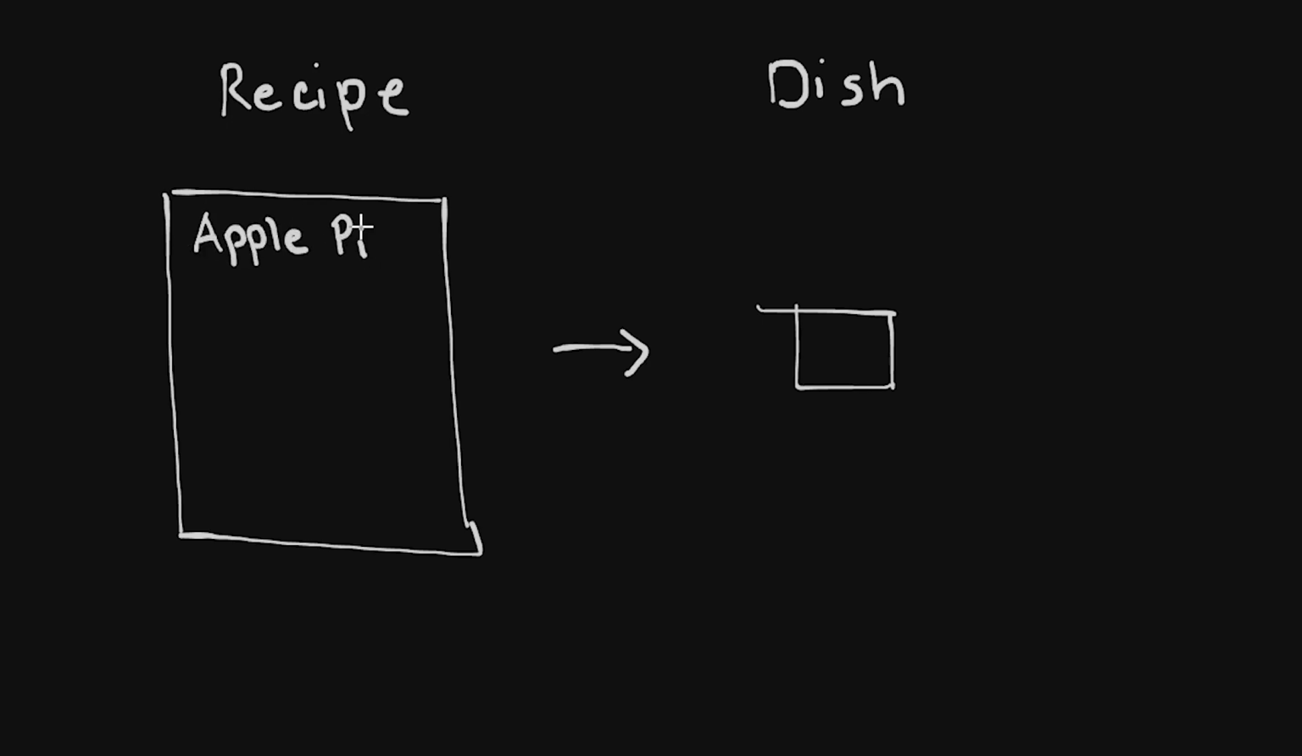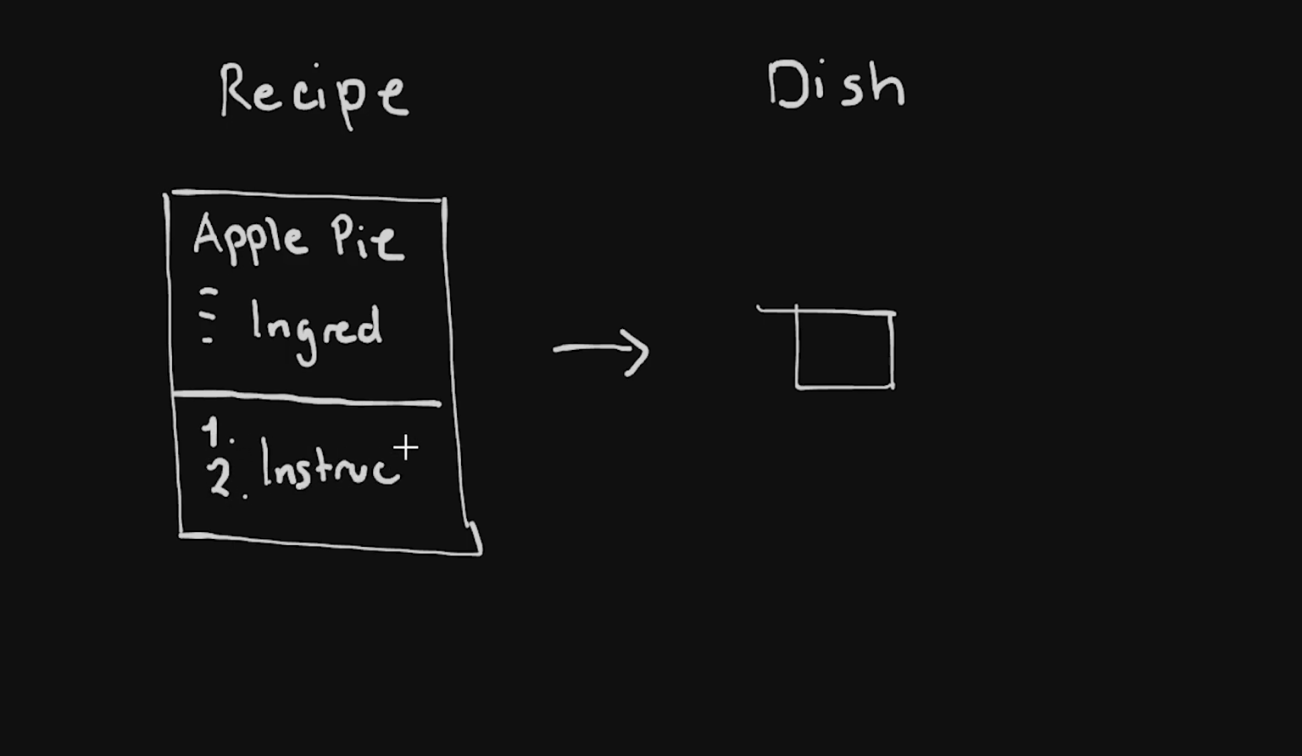And what is a successful recipe? Well, every recipe would have two parts. The first part would be a list of ingredients. So for our apple pie, we would say we want flour, apple, or any other ingredients. And the second part would be a list of instructions and how we would use these ingredients so that we can create our dish. So in this case, these would be our instance variables and our methods.